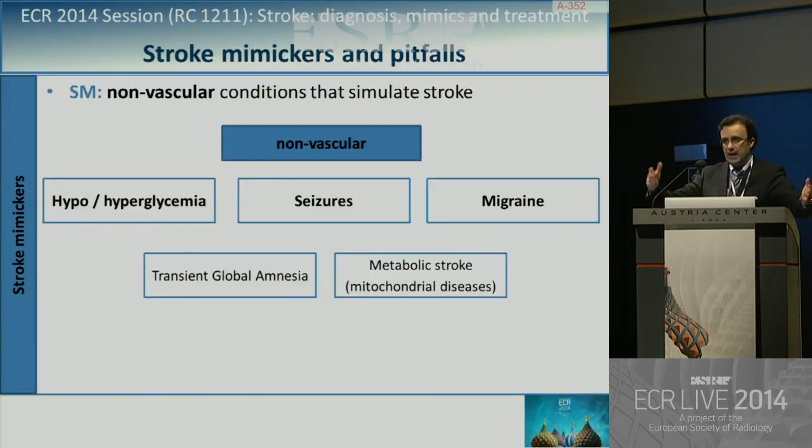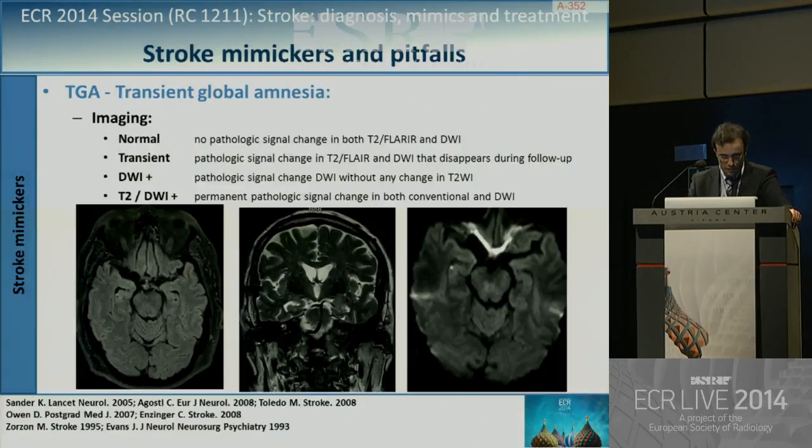So then from the other group, I just want to talk to you about maybe the signs of transient global amnesia and some metabolic stroke. Transient global amnesia is a neurological condition where there is an anterograde and retrograde amnesia that can last for 24 hours. There is also large speculation regarding what is the etiology of this. Can imaging help? Yes, we can help.